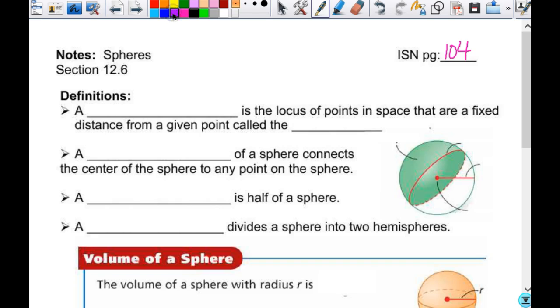Okay, so first is the definition of a sphere. The definition of a sphere is that it is the locus of points. Now that's a strange phrasing, I'm sure you feel, but we've used those words before. Does anybody remember what a locus means? It's not the bug, there's no T on the end. A locus of points is just a set of points. I left the strange wording in there because you need to be exposed to it for when it comes up later. So it's a set of points in space that are a fixed distance from a given point called the center.